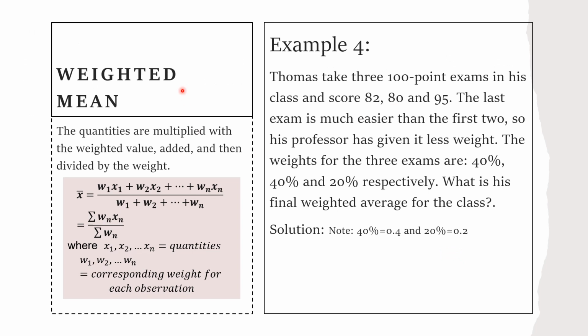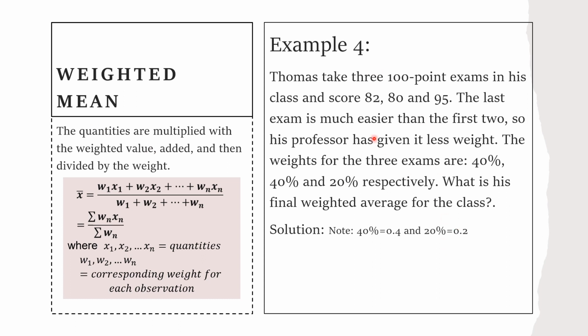Next, weighted mean. It is the quantities multiplied with the weighted value, added, and then divided by the weight. So W sub 1 times X sub 1, where W stands for the weight for each observation. X is the observation or the score or the values. So let's have an example for you to get a clearer grasp of this one.